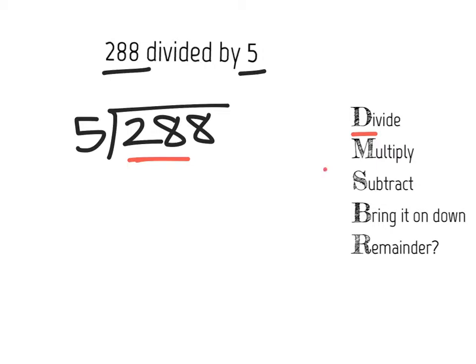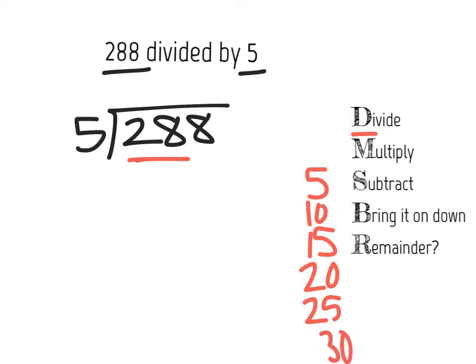Well, let's see. 5, 10, 15, 20, 25, 30. Well, 30 goes over. It's too big. 25 is our closest to 28 without going over. So 1, 2, 3, 4, 5. Then we'll multiply. 5 times 5 is 25.